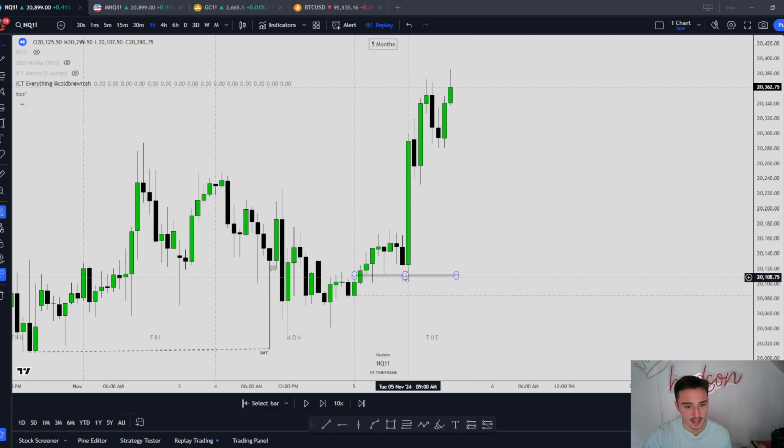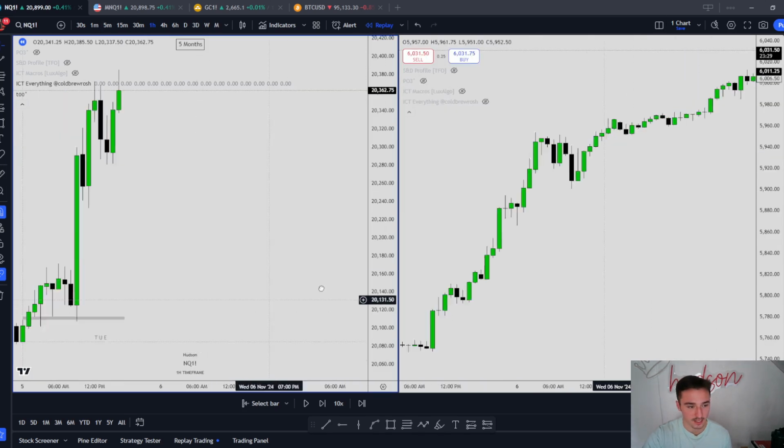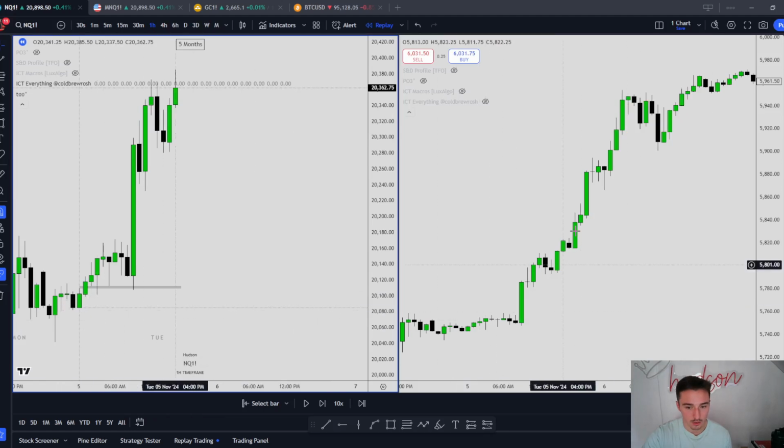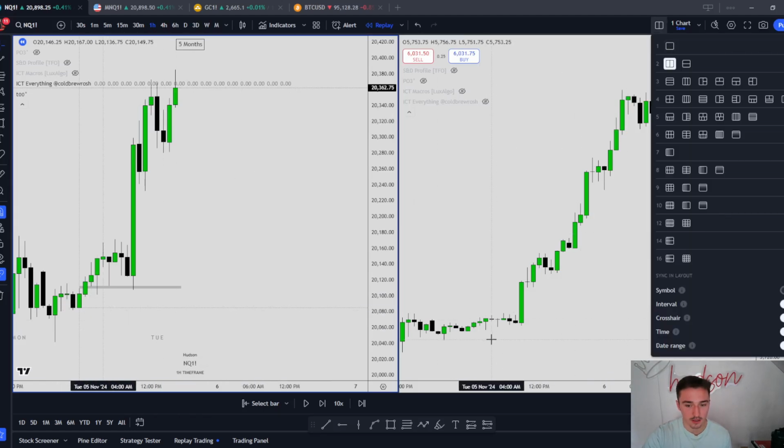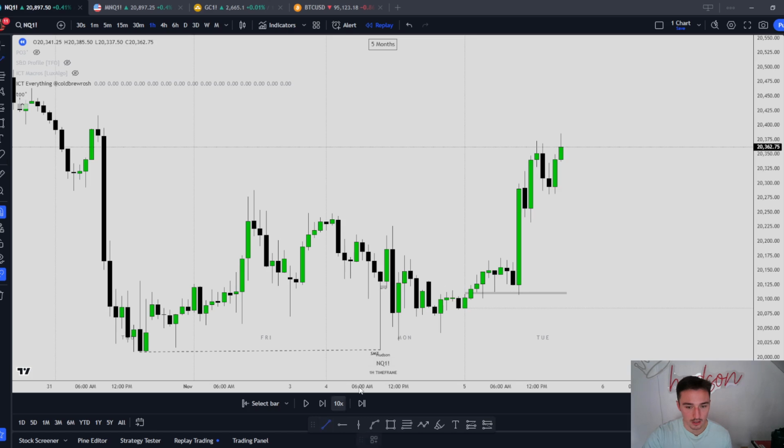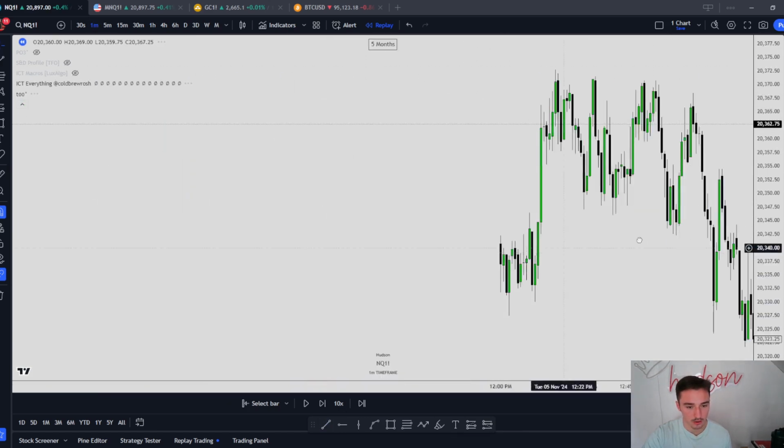Right here, 9 a.m. taps into this. Also sweeps out this low. I wonder if we form an SMT there. We do not, but oh, wait. Yes, right here. We have an SMT between these candles. So, SMT inside of what? Higher time frame key level. Go to the 1 minute.